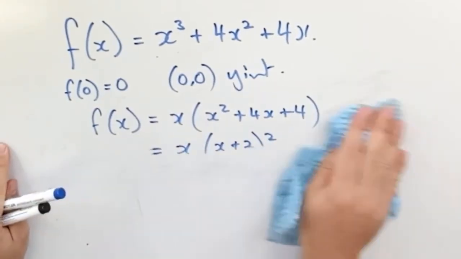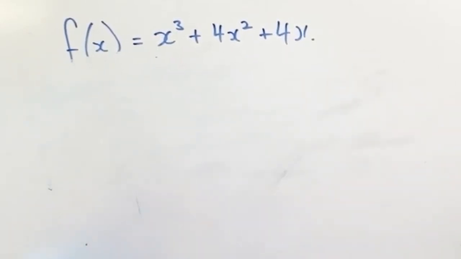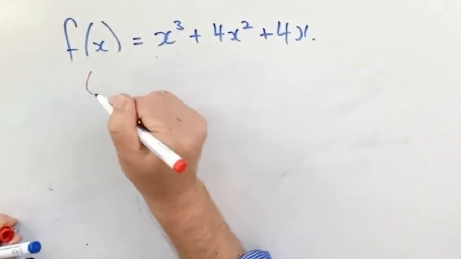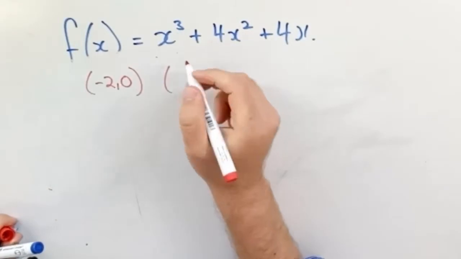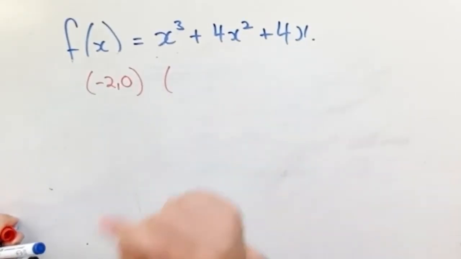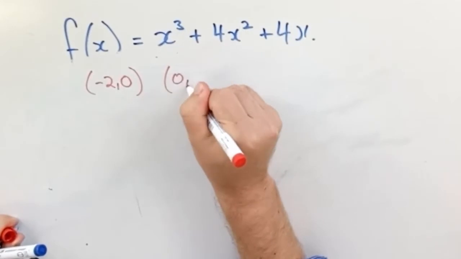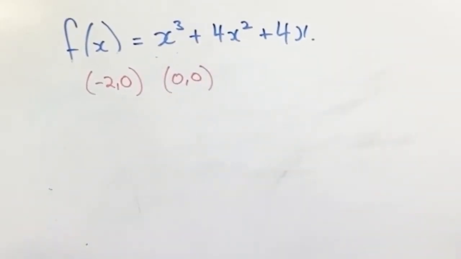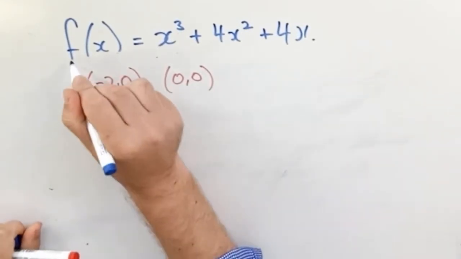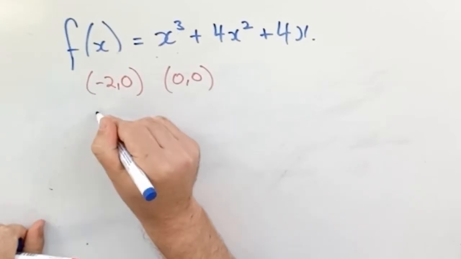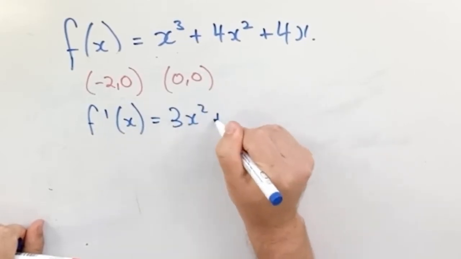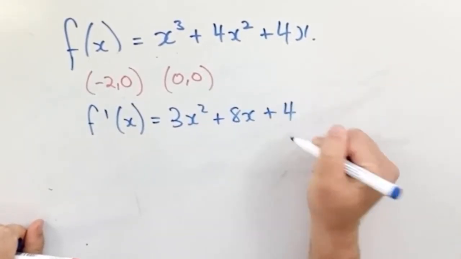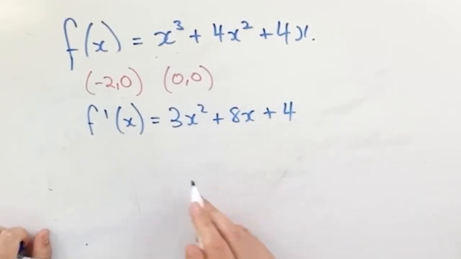So let's rub this out and just summarize this information up the top. Let's put it in red. We know negative 2, 0 is a point, and we know that's a turning point as well, just because we know a few different things about graphs, and 0, 0 as well. Okay, let's take a derivative and find out where those first stationary points are. Okay, so f prime of x, what's that equal to? We've got 3x squared plus 8x plus 4. All right, let's factorize that one.